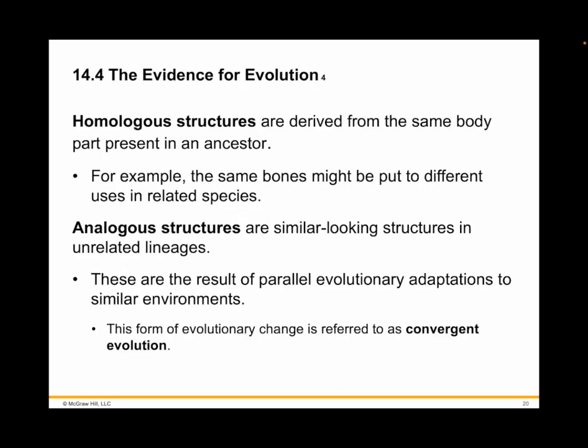Not all similar features are homologous. Sometimes features found in different lineages come to resemble each other as a result of parallel evolutionary adaptations to similar environments. This form of evolutionary change is referred to as convergent evolution, and these similar-looking features are called analogous structures. For example, the wings of birds, pterosaurs, and bats are analogous structures, with different bones modified through natural selection to serve the same function, therefore producing wings that look the same. Similar function, no shared ancestry, hence those structures are analogous.